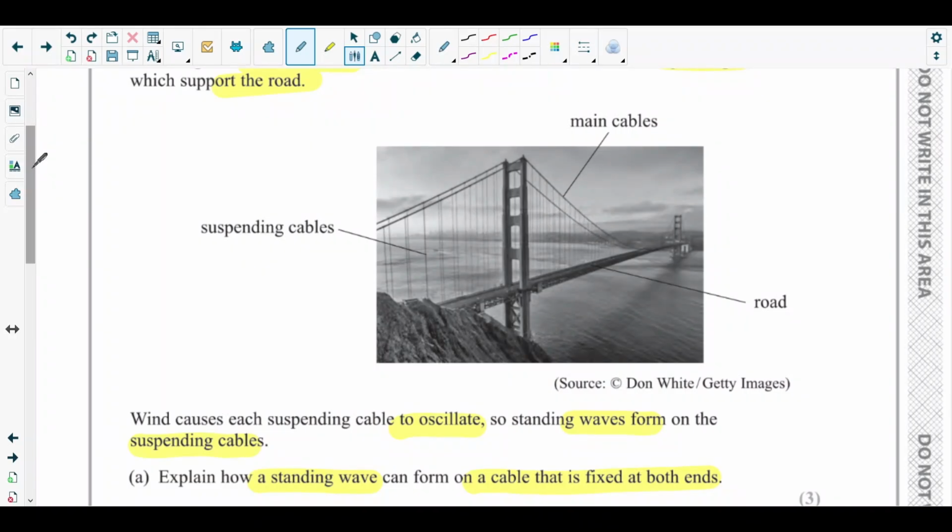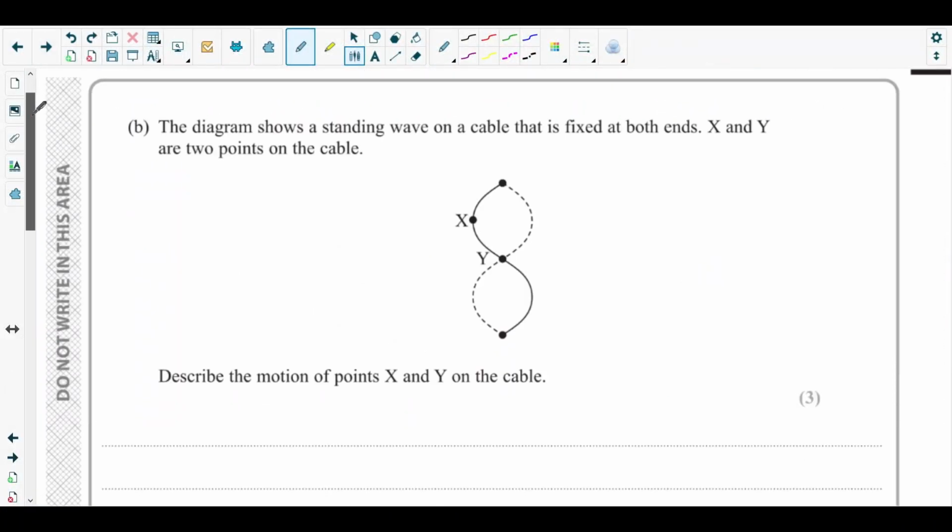Okay, next is part B. The question says the diagram shows a standing wave on a cable that is fixed at both ends. X and Y are two points on the cable. Describe the motion of points X and Y on the cable. It is for 3 marks. So at first consider point X. We can see that it is basically at the point of maximum displacement.